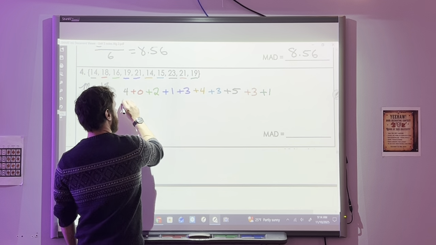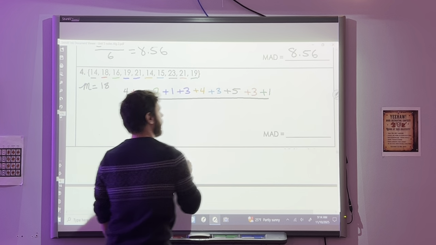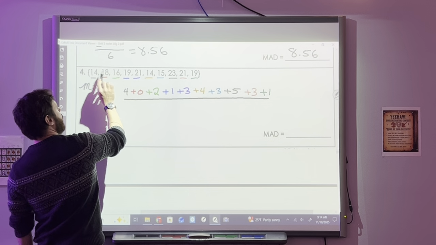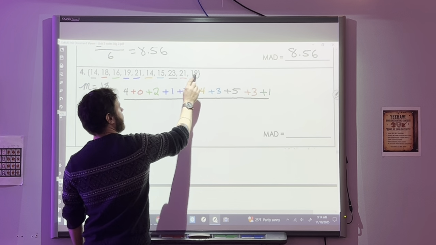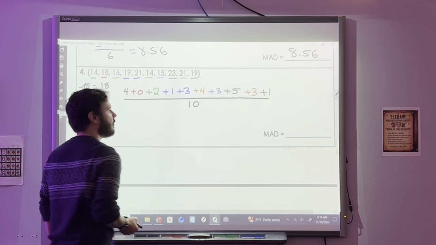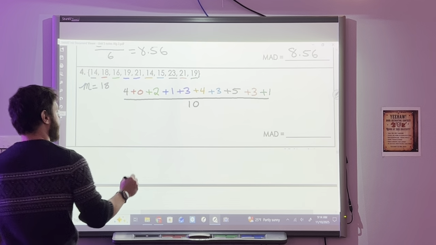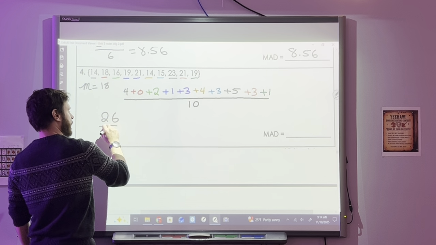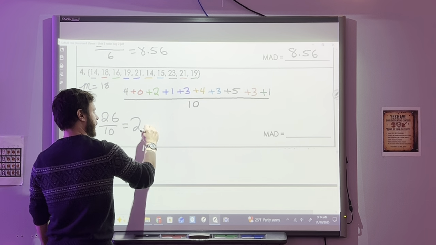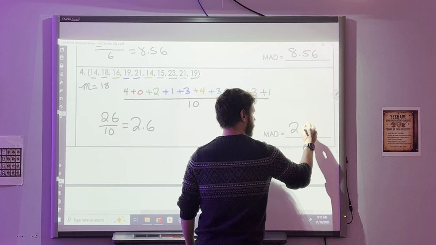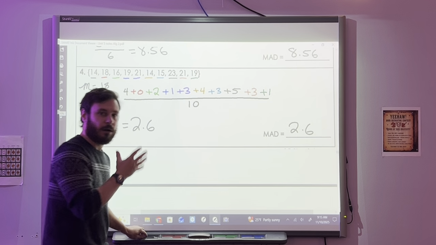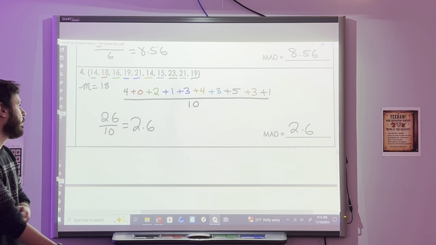Let's add those together and divide by how many data we have. 1, 2, 3, 4, 5, 6, 7, 8, 9, 10. Okay, well, that's gonna be easy division at least. If I add together my rainbow of colors, I'm gonna get 26. Divide that by 10, I get 2.6. Okay, so not hard, a little time consuming, but not hard.